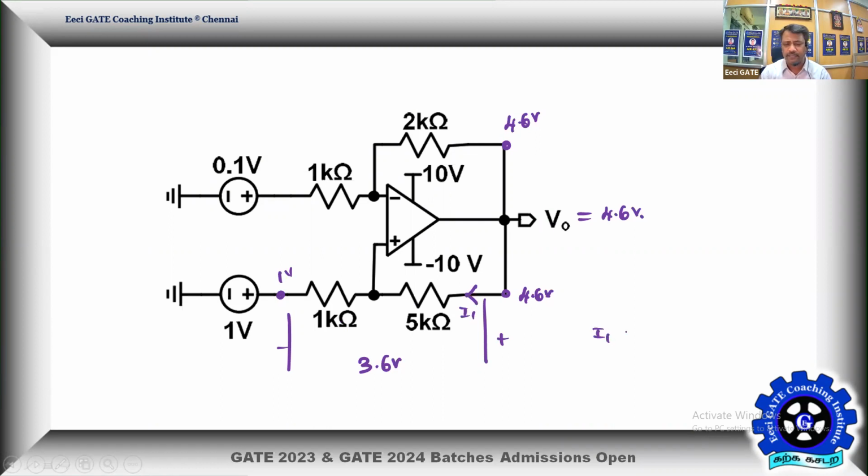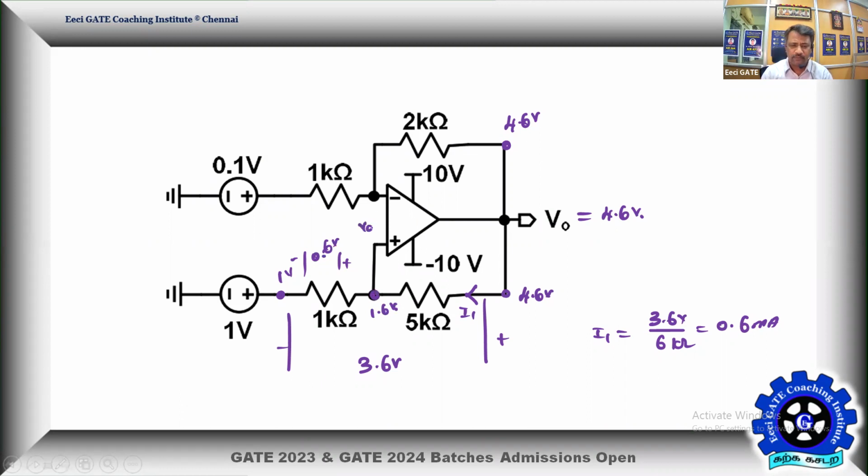Let me go for that current I1. It is 3.6 by 6 volt by kilo ohm. It is going to be 0.6 milliamps. 0.6 milliamps current coming here will make a drop across this as how much? So 0.6 into 1K, it is going to be 0.6 volt. So this point is going to be at 1.6 volt. I need to do the verification now.